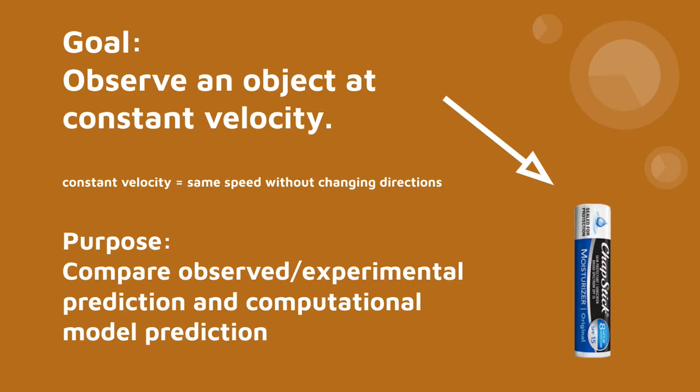The goal of the first lab was to observe the motion of an object moving at constant velocity, which means it is moving at the same speed in an interval of time without changing directions. For this lab, I chose to observe the motion of a chapstick rolling across the table.